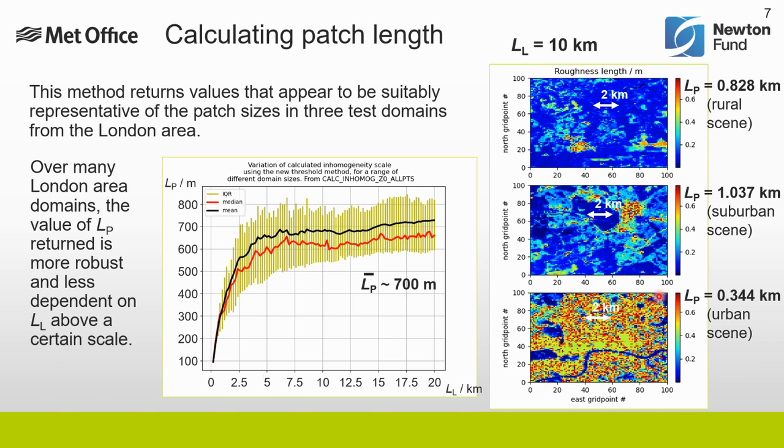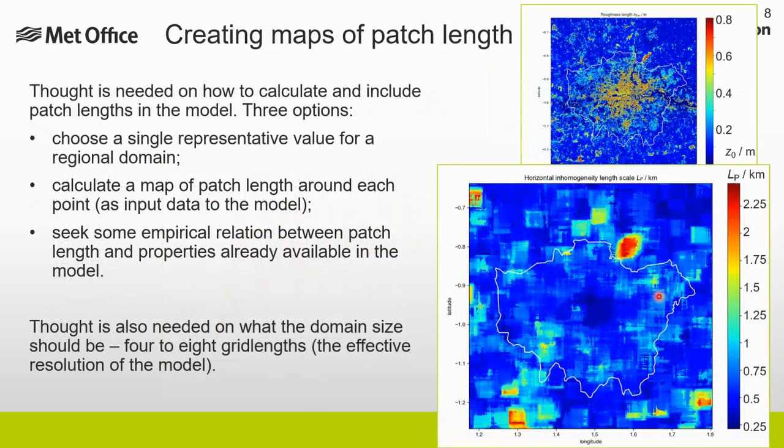So this plot here shows a large number of points scattered over the London area, calculating the patch length for different domain sizes around those points to get more of an idea of the general situation of what the patch length should be over London. In this case, you can see above a certain scale of domain, you start to level off at a reasonably constant answer for a typical length scale for London, which is about 700 metres. That's one way you could go about determining the patch length.